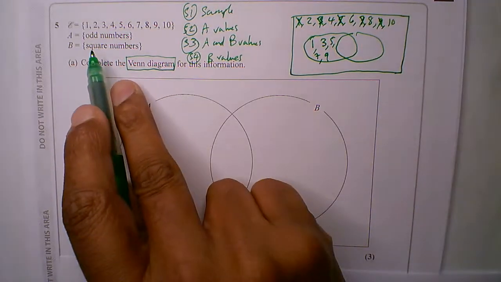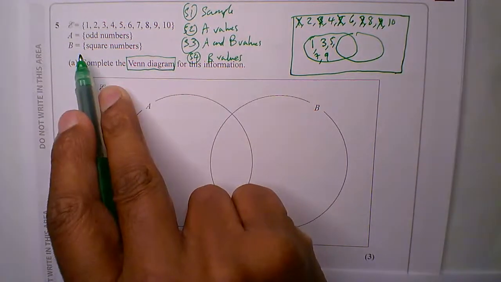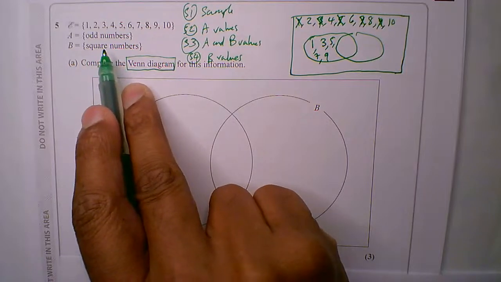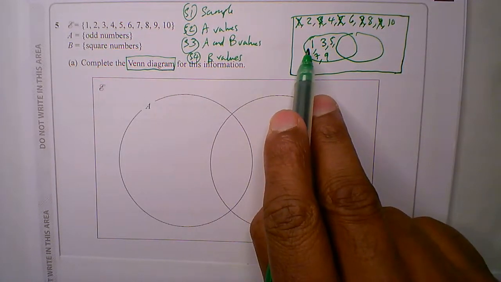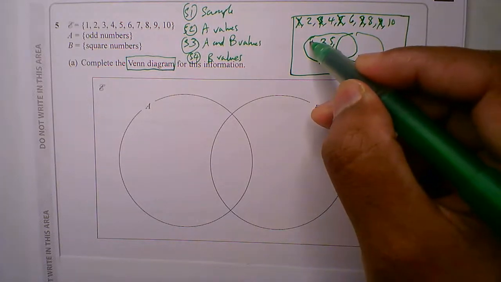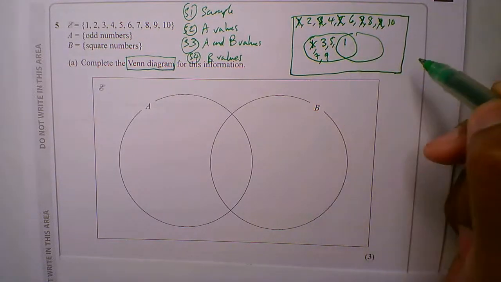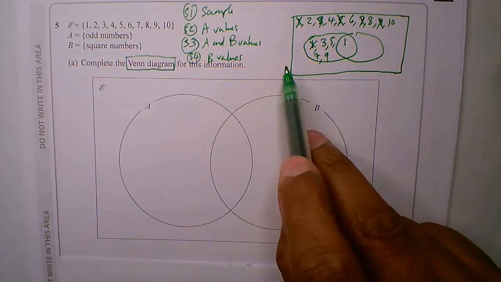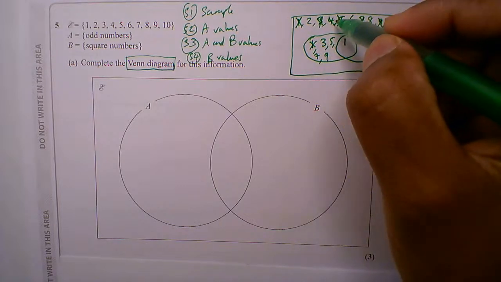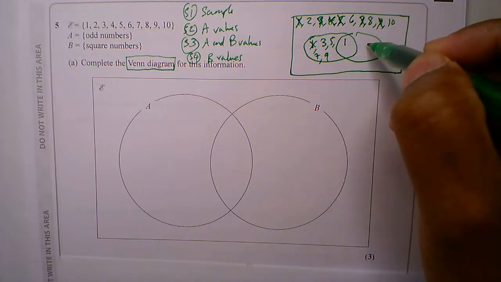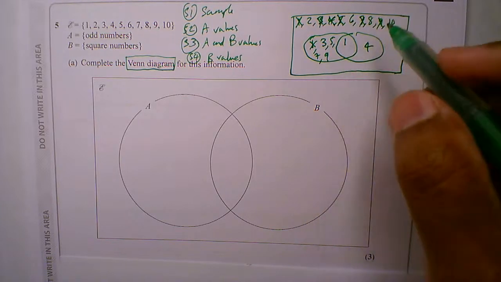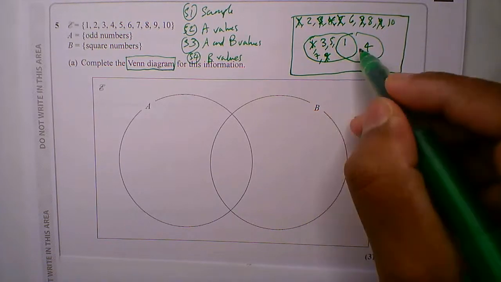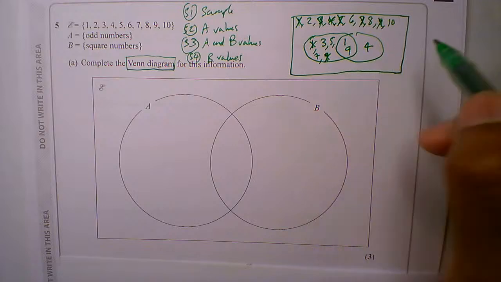So I've done A. Now I'm going to be looking at A and B values. So B is square. So I'm looking for square numbers that are also odd. So the first one is 1. 1 times 1 is 1. So 1 is in A. So I'm going to cross it out and put it in the middle. 1. 2 times 2 is 4. So 4 is an even number. I'm going to cross it out and put it in here. 3 times 3 is 9. 9 is here. So I'm going to cross that out, and it's going to be in the middle because it's part of A and B.